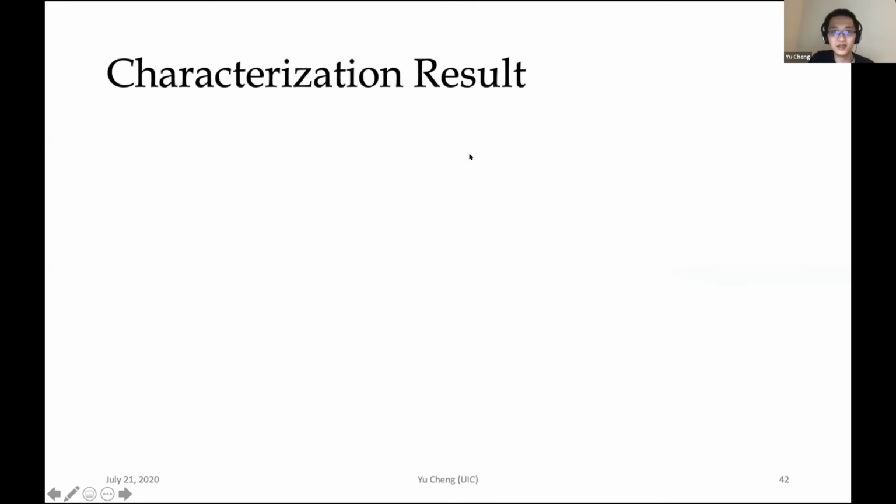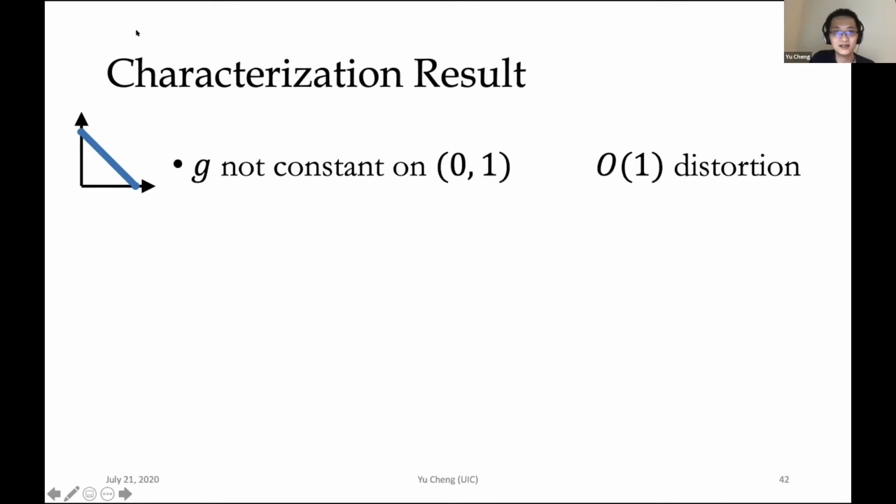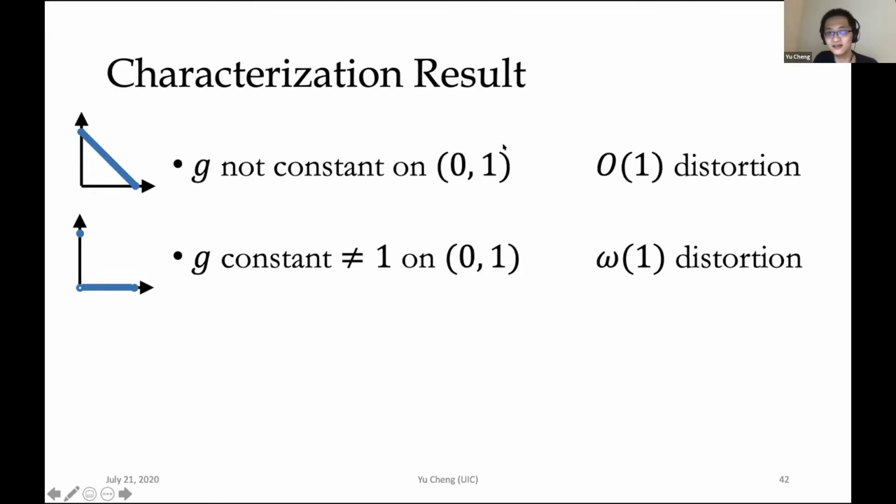Okay, now what's the characterization result? It just says, whenever g is not a constant function on 0, 1, then your voting rule is good. Your distortion is not going to scale with the number of candidates or number of voters. It's going to remain constant. The constant, of course, depends on the shape. The upper bound for the constant depends on the shape of your function.